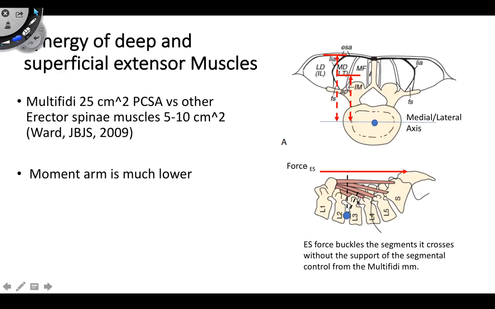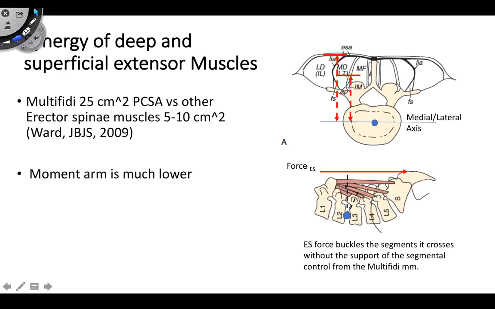So in order to make the spine move more symmetrically and in unison, we need these intersegmental muscles that only span one or two segments. That's really represented by the multifidi muscles. The multifidi also look small in this picture, but they have a high pennation angle, and that gives them a very large physiologic cross-sectional area, making them capable of developing high amounts of force in the spine to control intersegmental motion.